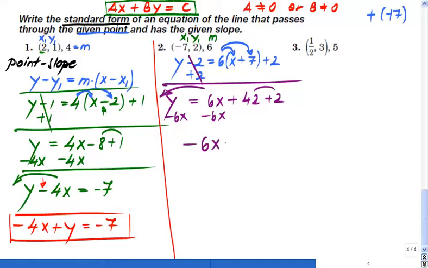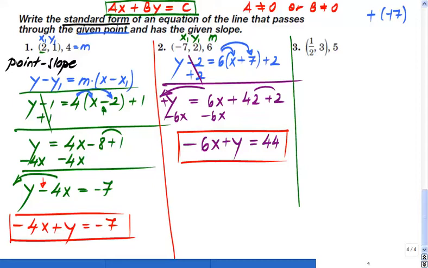So on the left side I have negative 6x plus y, because that y is a positive one, equals 42 plus 2, 44. And this is your equation in standard form. Let's move on to the next one.